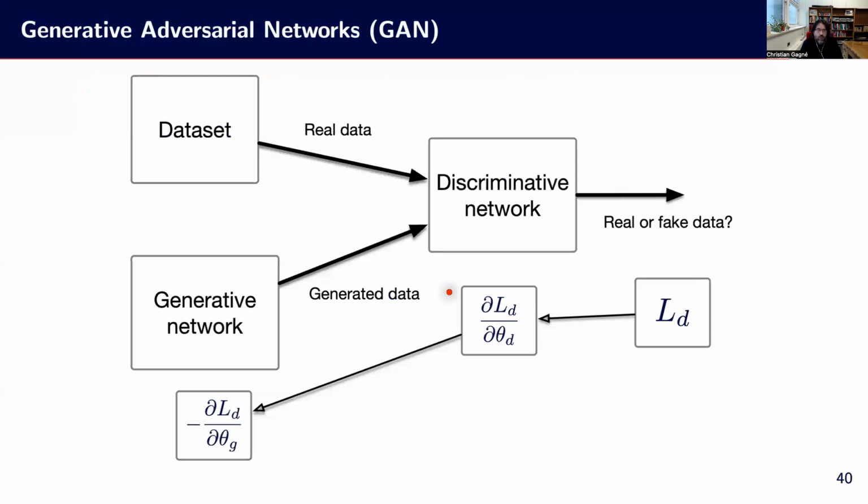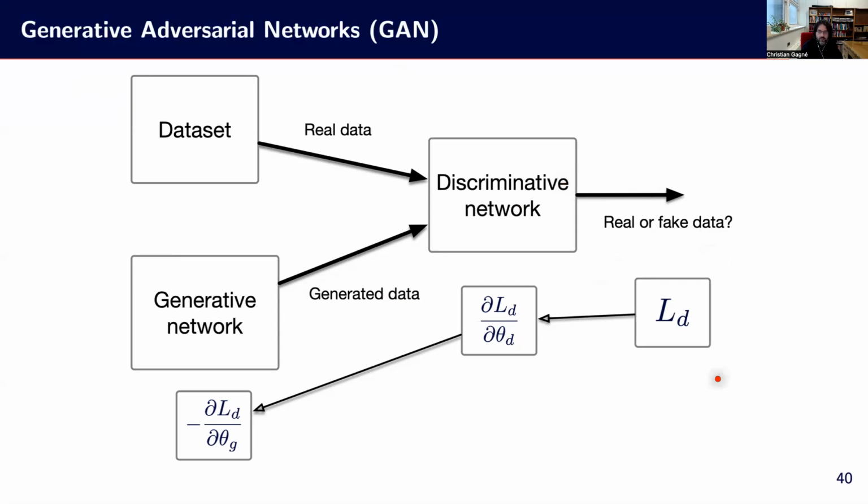So the GAN works that way. We have, like I said, a discriminative network and a generative network, and we have a real data set with real data. And so we feed the discriminative network with a mix of real and generated data in a random way. And the discriminative network tries to figure out, is it real or fake? So this is really a binary classification, and it tries to work well with that.